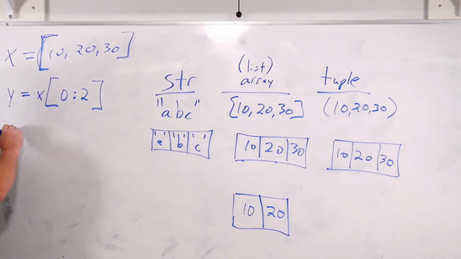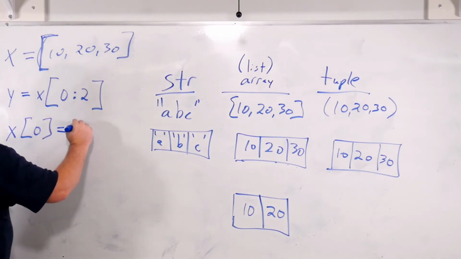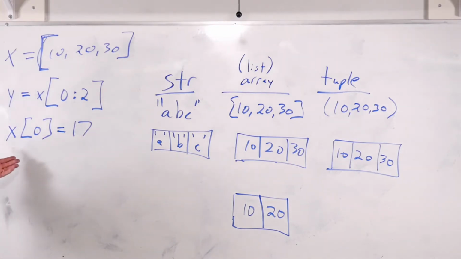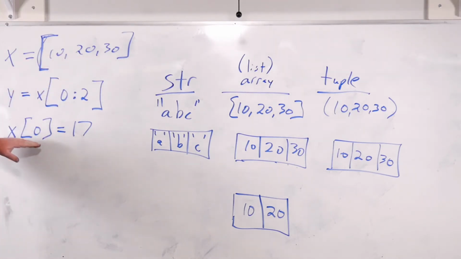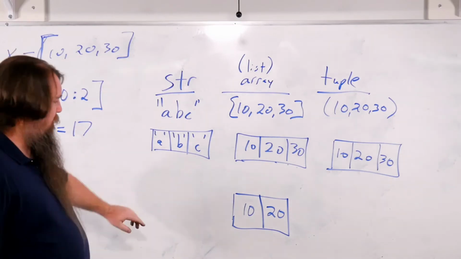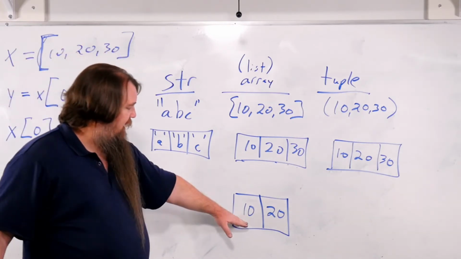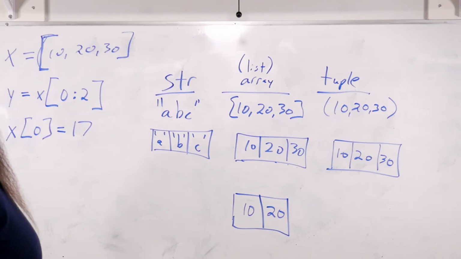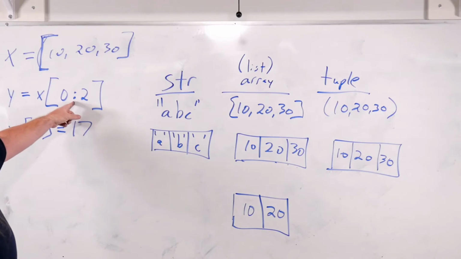So what happens if we say x[0] equals 17? If we print x and we print y, if we print x, we're going to get 17, 20, 30. Because we changed x. But when we print y, what we're going to get is 10, 20. Because we copied the values 10 and 20 into a new array that's different than the original. All right, so slicing. It looks like array indexing, but it's got a colon in here.